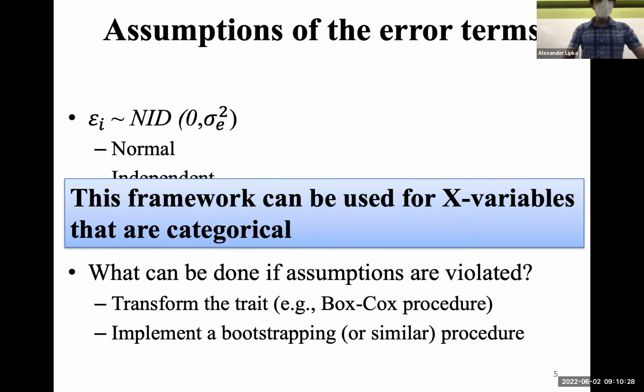So that is the basic framework of simple linear regression. The next step, before we start applying this to agronomic data, is to talk about how we change things slightly when our X variables are categorical. Any questions so far? Yes.